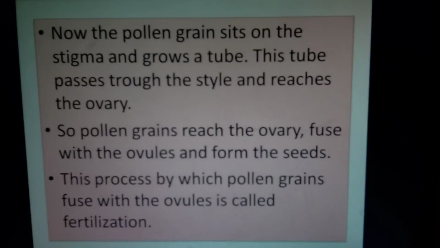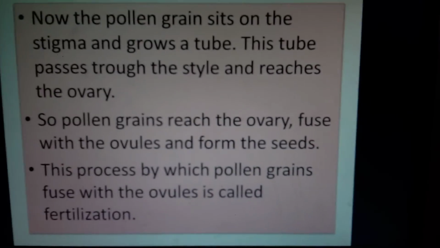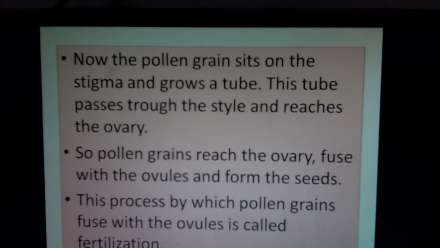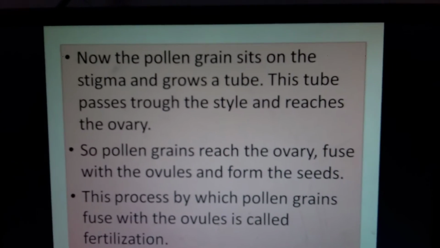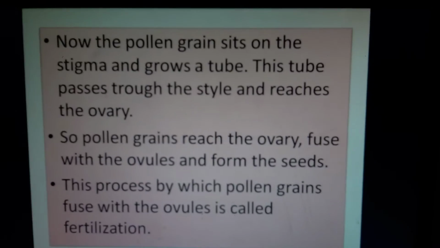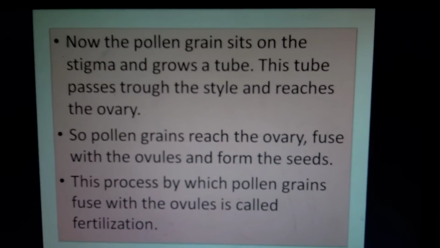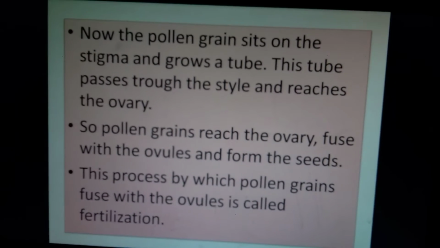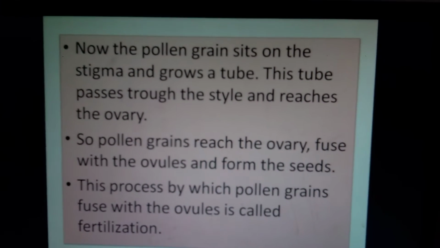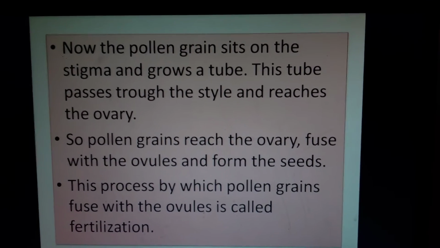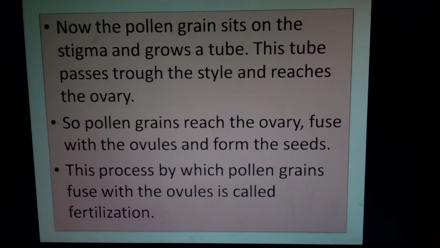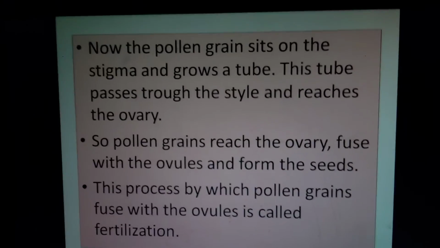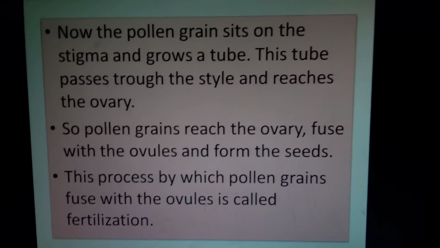I am repeating again. Now the pollen grain sits on the stigma and grows a tube. This tube passes through the style and reaches the ovary. Pollen grains reach the ovary, fuse with the ovules and form the seeds. The process by which pollen grains fuse with the ovules is called fertilization.